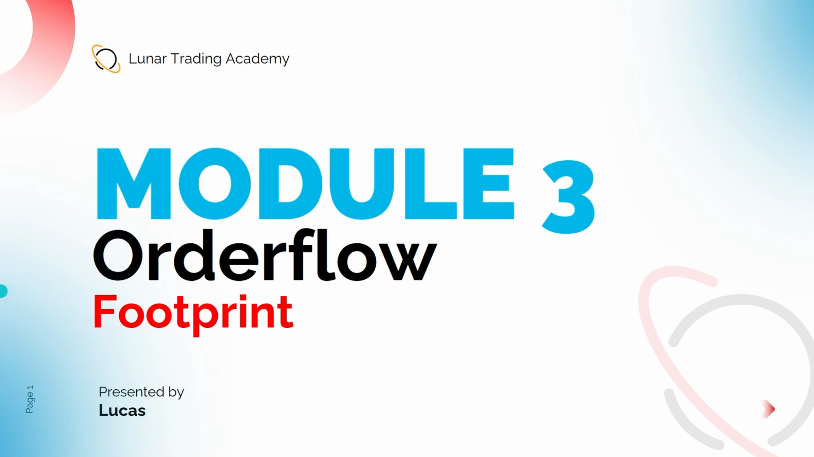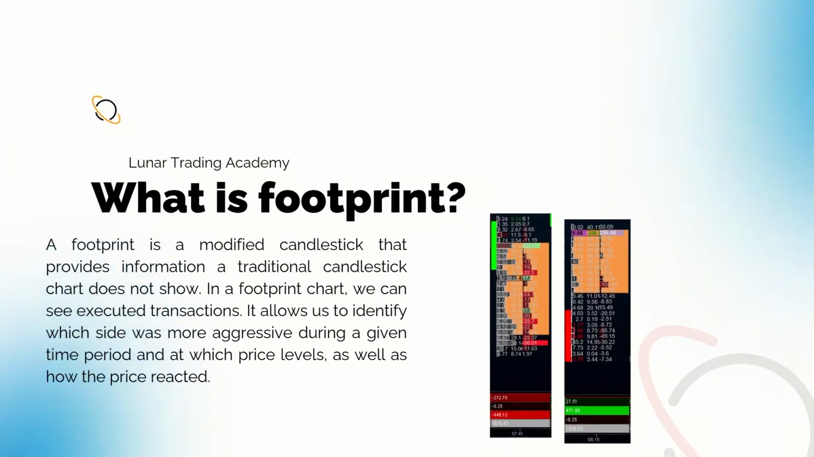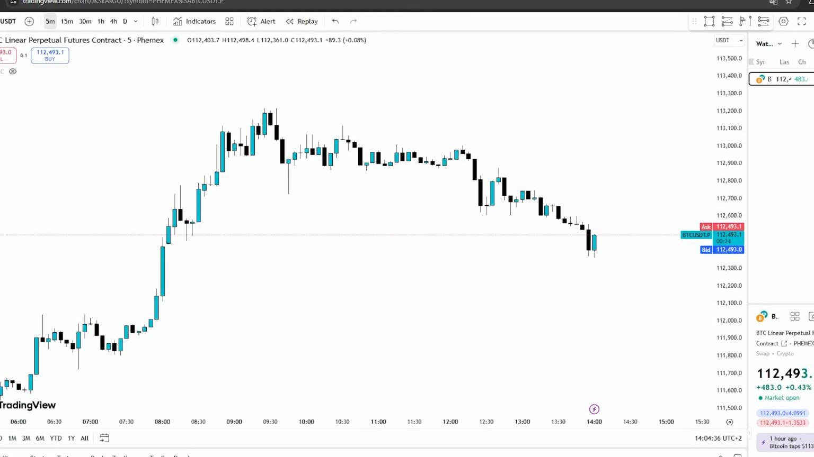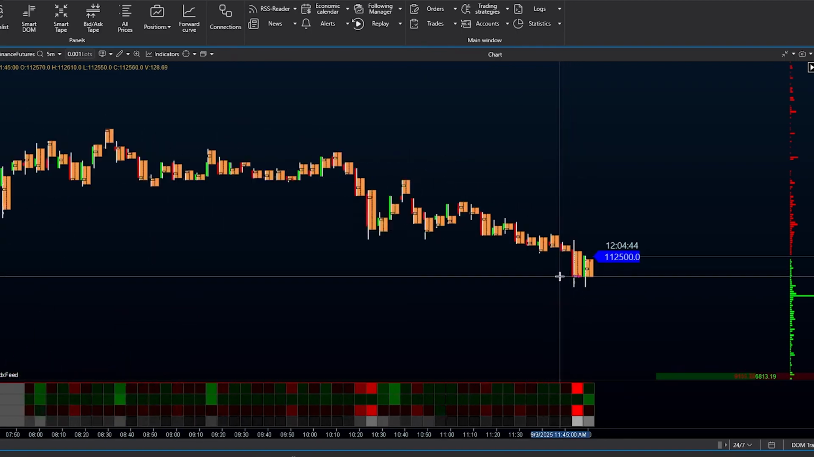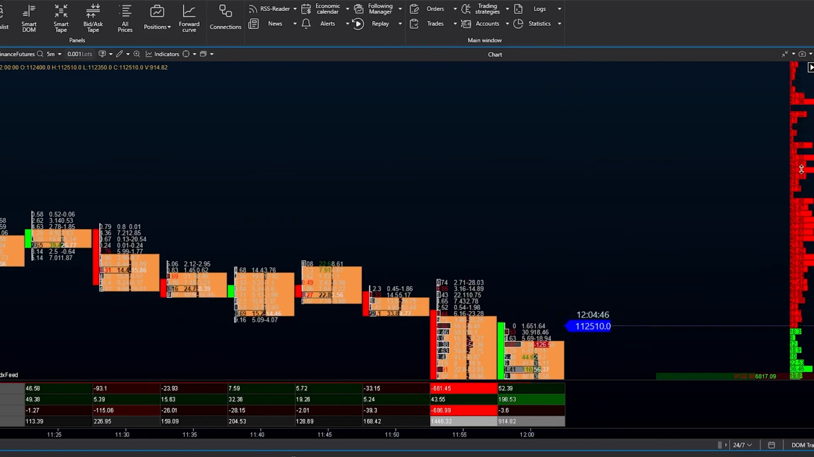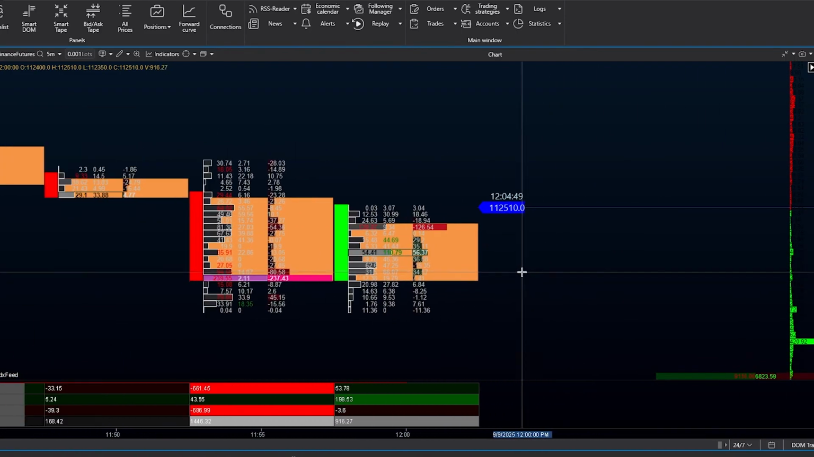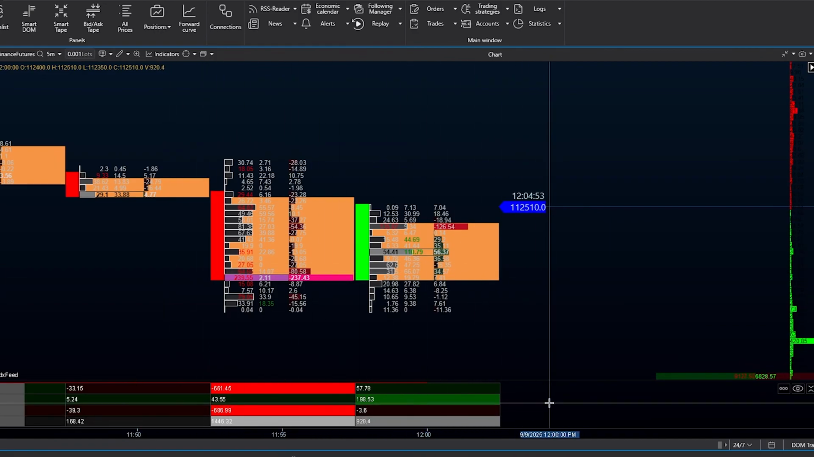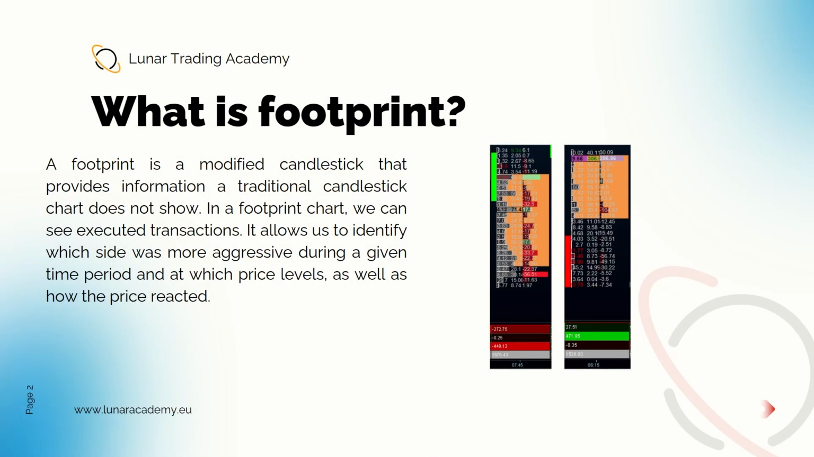Hello, in today's video we will take a look at what a footprint is, what it consists of, and what a footprint indicates. A footprint is basically a modified candlestick that provides information a traditional candlestick chart doesn't show. In a footprint chart, we can see executed transactions. It allows us to identify which side was more aggressive during a given time period and at which price levels, as well as how the price reacted.